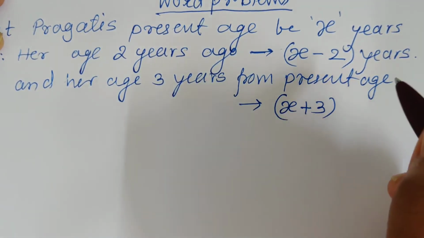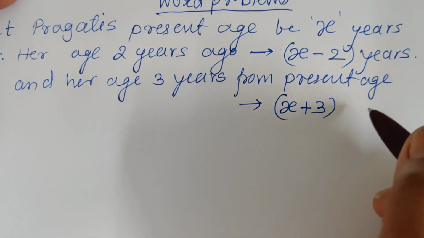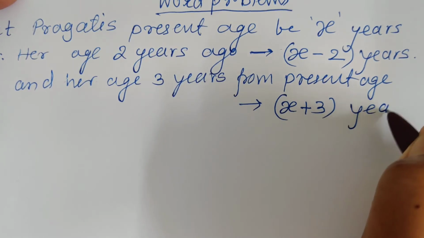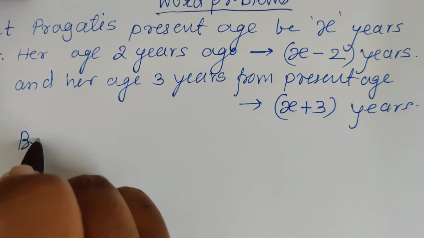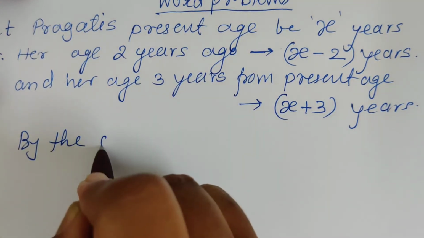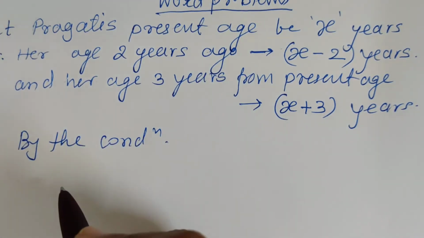So present age is x, and after 3 years it will be x plus 3. In the example, the condition is given as the product, so we will take the product. By the condition which is given in the example, it starts with this sentence: product of Pragati's age.